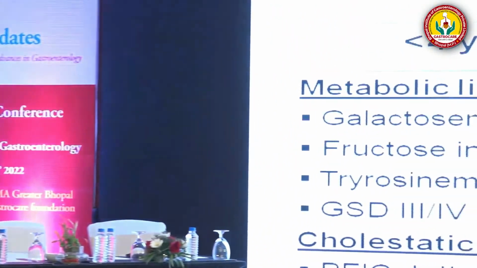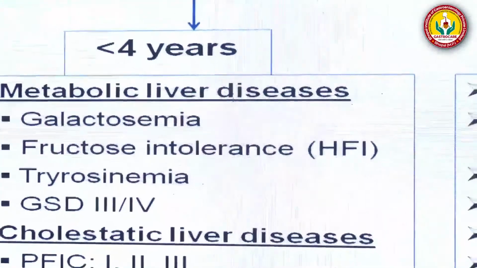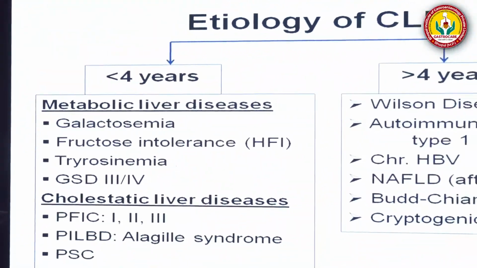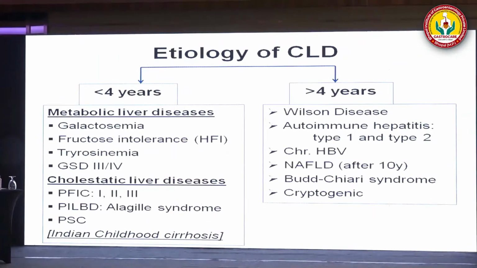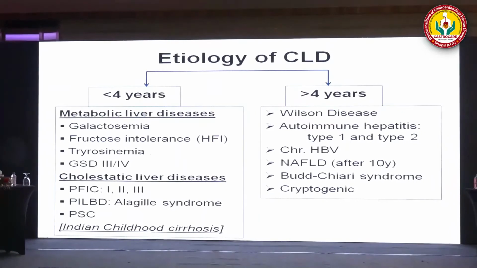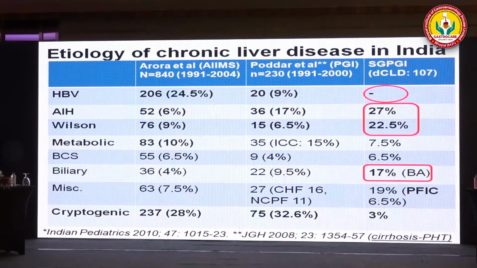Now, if you take the common causes of chronic liver disease in the first 4 years of age, again metabolic liver disease will come into the picture, like galactosemia, hereditary fructose intolerance, tyrosinemia, etc. Cholestatic liver disease, like progressive familial intrahepatic cholestasis, often comes in the first 4 years, with Alagille syndrome and PSC. But in the bigger children, you think about Wilson disease, autoimmune, chronic hepatitis B, non-alcoholic fatty liver disease, birth carrier, and cryptogenic.